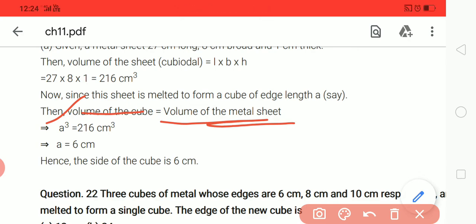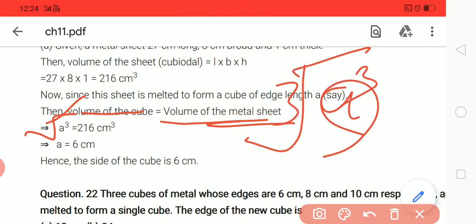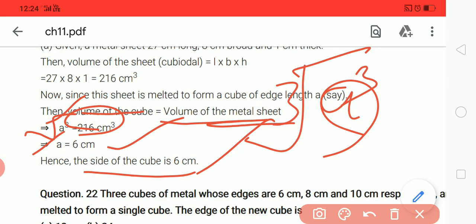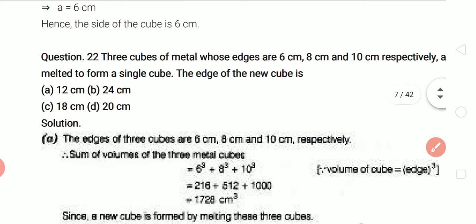Taking cube root on both sides, the cube root of A cube is A and the cube root of 216 is 6. So the side of the cube is 6 centimeter. So this is the right option, A. Come to question number 22.